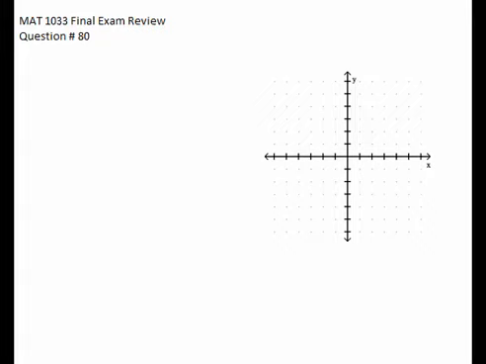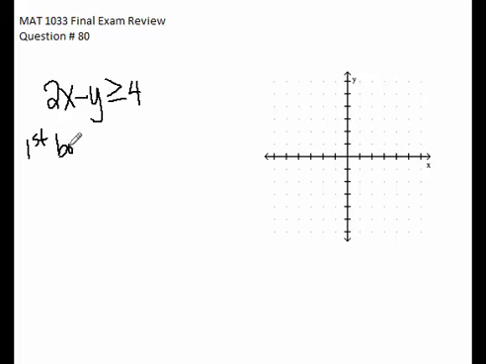MAT1033 Final Exam Review question number 80. We are to graph, and we're given an inequality, 2x minus y is greater than or equal to 4. To show the solution set of ordered pairs, we graph this in a plane. Remember, this is the one that's got the 3 parts. The first thing you do is graph what's called the boundary line, and that'll be the boundary between the ordered pairs that make the inequality true and the ordered pairs that don't.